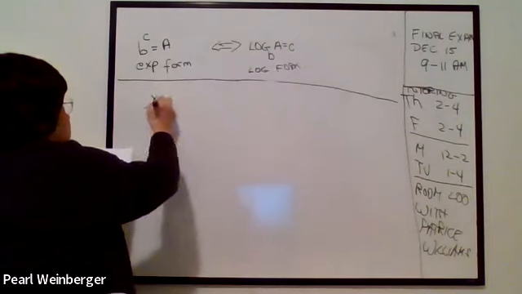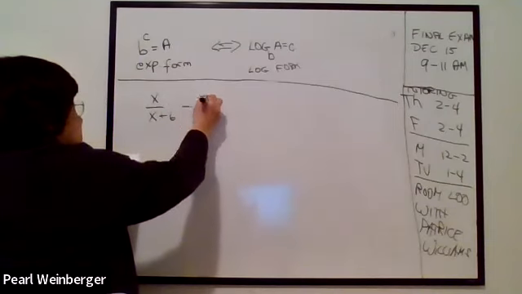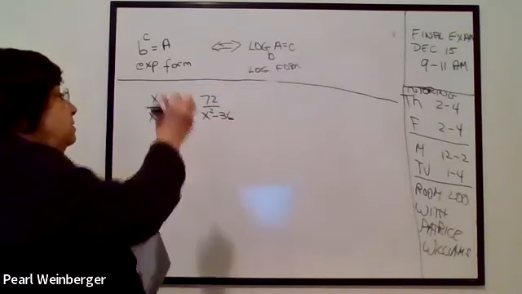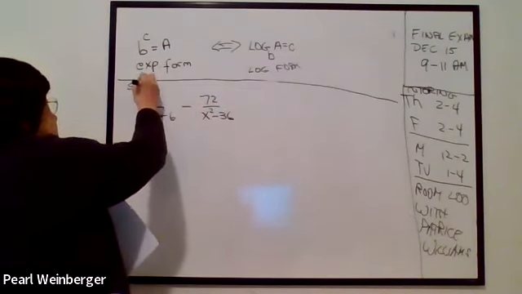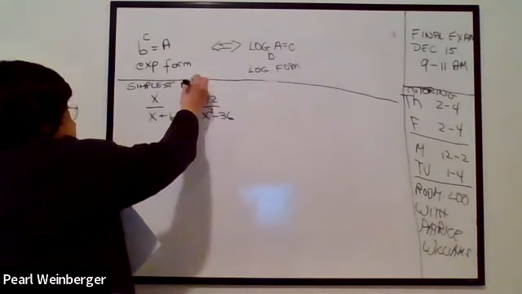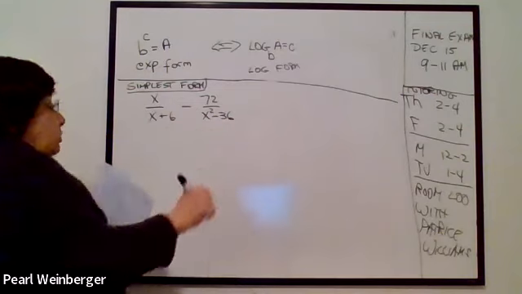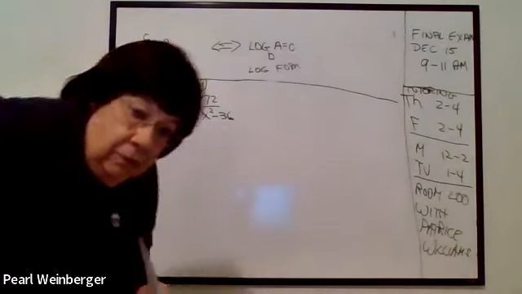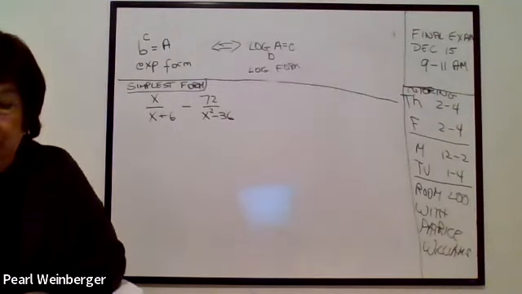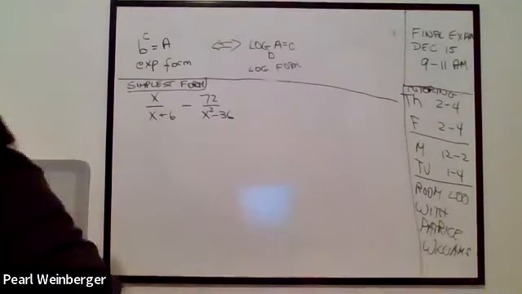Give you x over x plus 6 minus 72 over x squared minus 36. And I want this in simplest form. I want you to combine the two fractions. Actually, this is a subtraction of two fractions. I want you to combine them and get your answer as simple as possible. Okay, I'm going to give you a few minutes to try that. While you're doing that, I will take attendance.